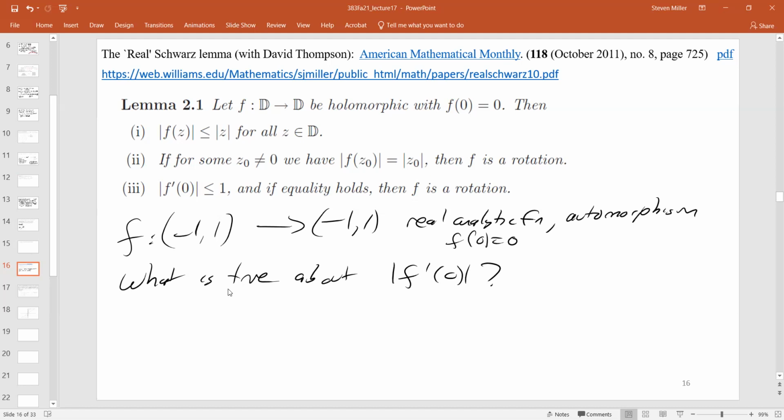Is there something similar in the real case? How large can the first derivative be at the origin? Do you think it also is bounded by 1? Do you think it can be arbitrarily large? Do you think there's a new universal constant that describes how large it can be? And so, think about this. Do not read the paper. I'll make extra credit. What can you say?